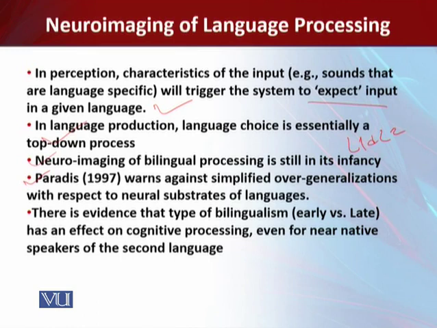Now, in addition, there is also evidence that the type of bilingual, early versus late, has an effect on cognitive processing, even for near native speakers of the second language. Now, based on all that, it is quite clear that in future, neuroimaging may become a useful tool to understand changes in processing that are associated with learning or forgetting, and it may even help determine whether what we present is actually processed, which brings us close to the input intake discussion in second language acquisition.